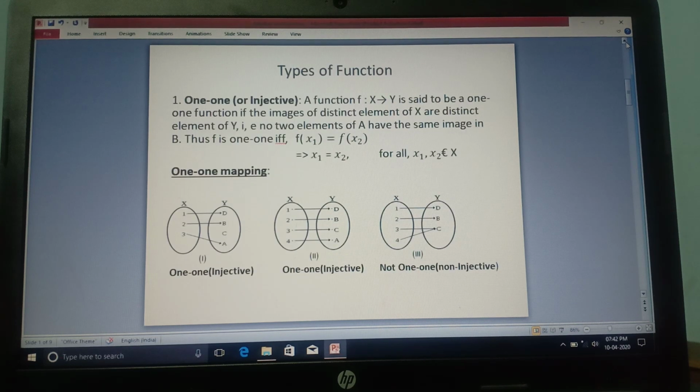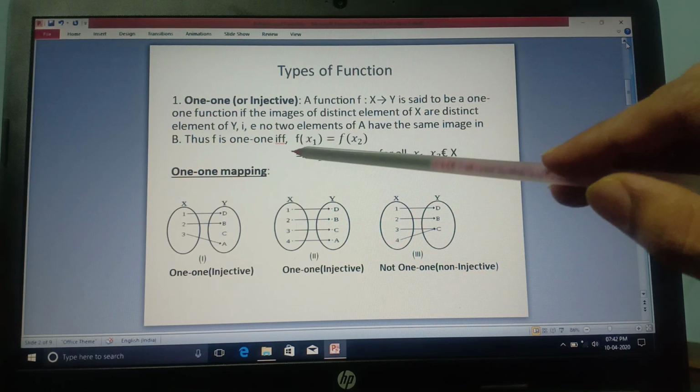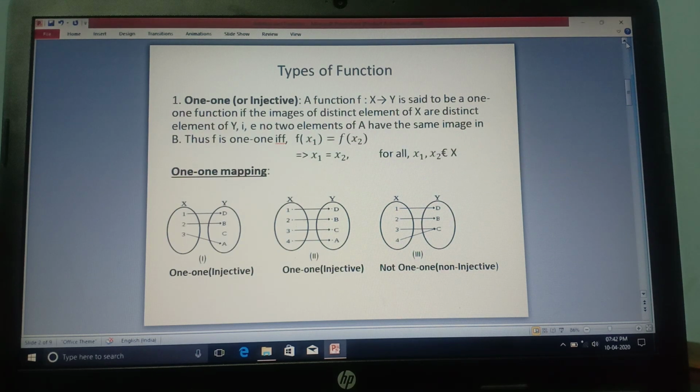Now next I discuss the types of function. The first type of function is the 1-1 function. A function f from X to Y is said to be 1-1 if images of distinct elements of X are distinct elements of Y. That is, every element in domain X must have its unique image in capital Y in the codomain. Now there is a rule for writing a 1-1 function: when f of x1 equals f of x2, then x1 must be equal to x2.